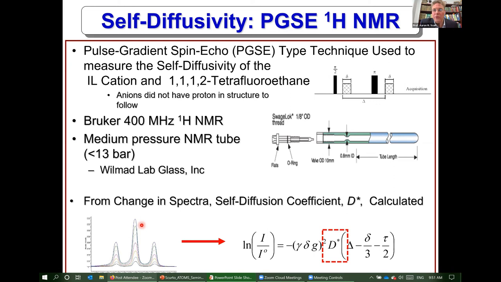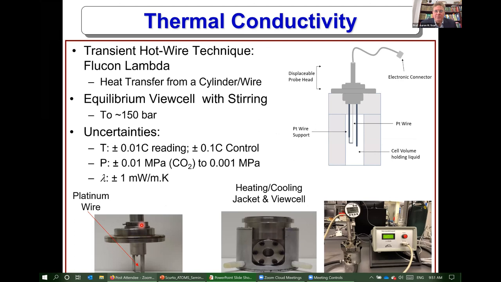So to get heat transfer properties, we use a Flucon device. It's a transient hot wire technique. And if you can kind of see down here, we have a very thin platinum wire that provides heat, and then an RTD, which records the temperature over time. And through the heat transport equations around a cylinder, we're able to get the thermal conductivities of the given fluid. And we can put these into our high pressure cells in order to get them under these compressed conditions.